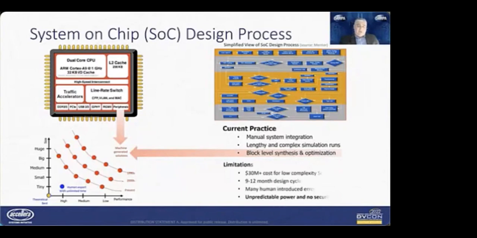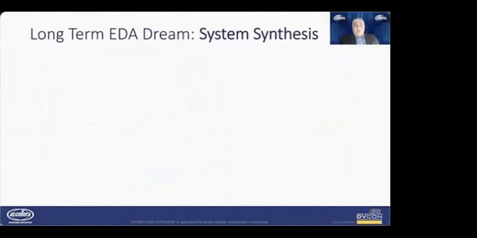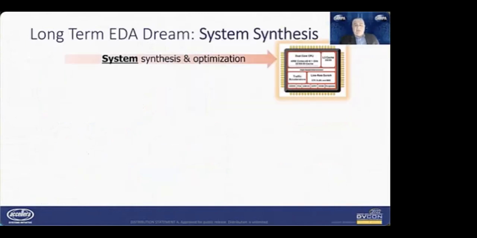This has led us to the current state of affairs in chip design, where a low complexity SoC costs about $30 million to design, and it takes 9 to 12 months to design such a thing. Many human errors are introduced in the process, but significantly, security and power are not massive considerations in this. Certainly security is not. The long-term dream of the EDA industry has been to synthesize the entire SoC. And that's where we get into this conversation.